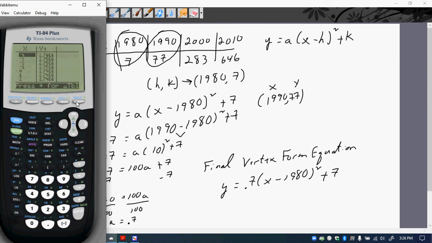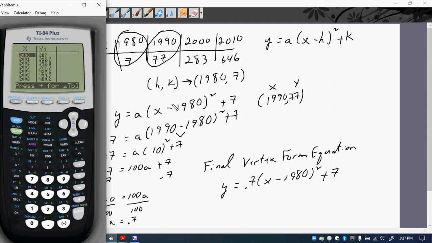So let's say I wanted to go to 1990. I could go to second table set and set it to 1990. Then go to second table, and it'll tell me my value. Oh, it's 77. If I go to second table set and say I really want to start at 2000, then I go to second table, and I see that I'm really darn close to 283. So it's pretty close. Not perfect, but pretty close.